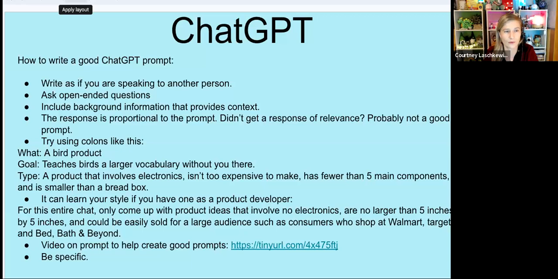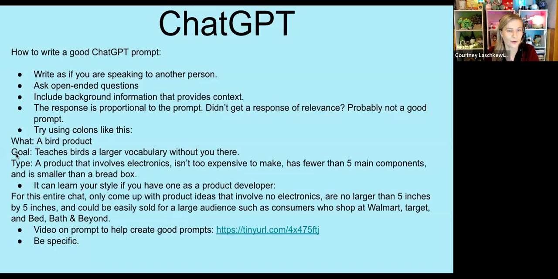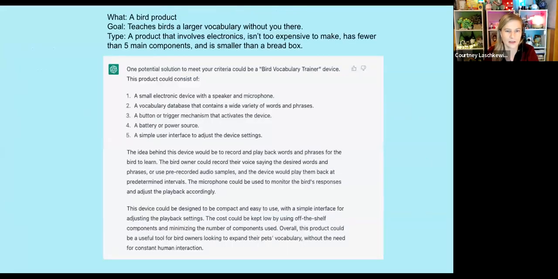Go back to the presentation here. So now that you guys get a little bit more of a feel of ChatGPT and the capabilities of it, and we learned a little bit about prompt engineering, now let's go ahead and see some of the things that it came up with. So I tried that colon technique of what, goal, and type, and this is what it came up with. Which is a bird vocabulary trainer this product could consist of, and then it talks about the 5 components that I asked it to only hit 5, talks about what it's made of, and then it talks about how it would work, the idea behind this device, and then you guys can take a look at that and see how it works off of that one concept it came up with.